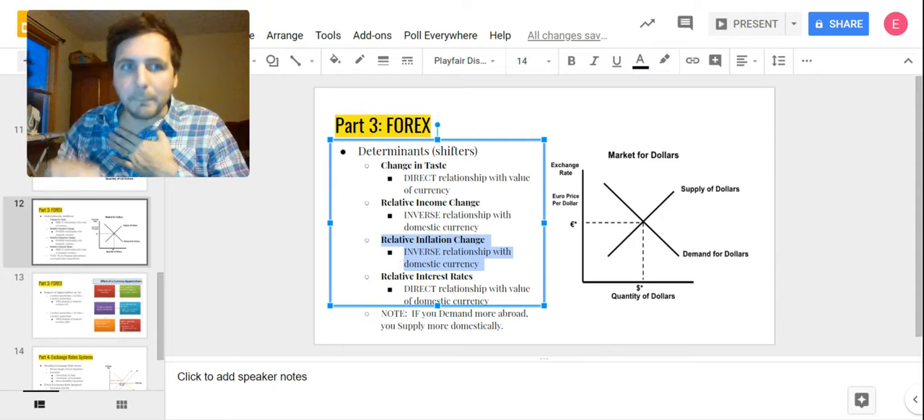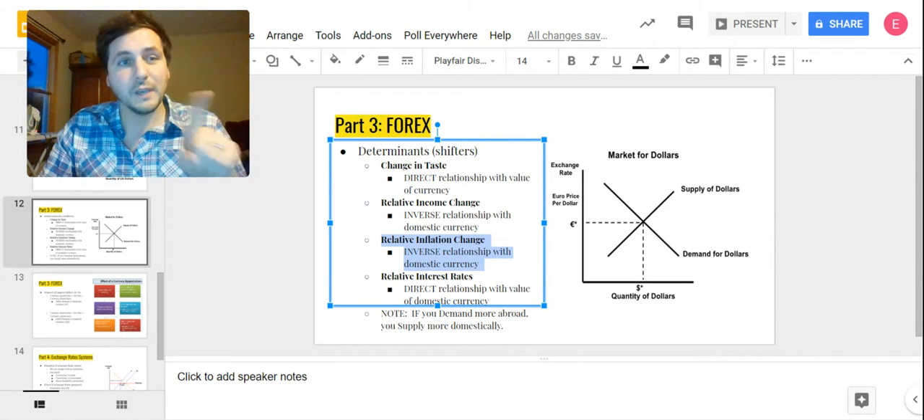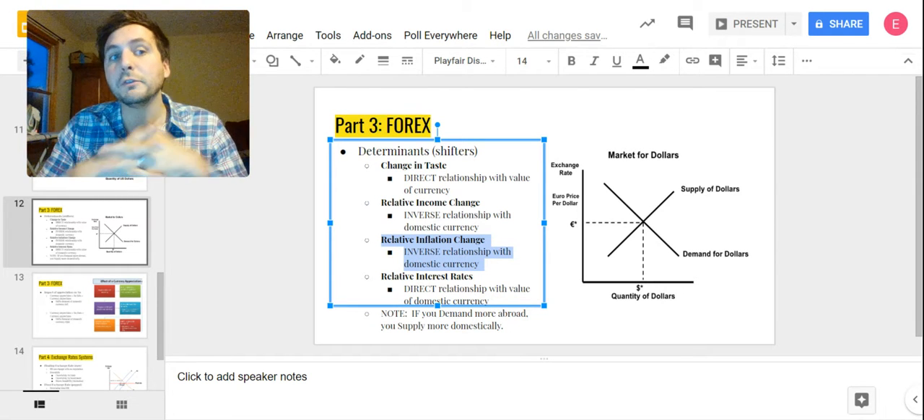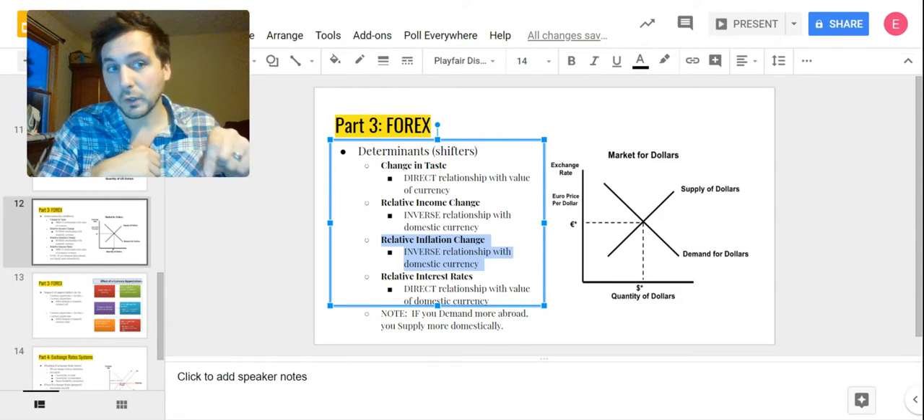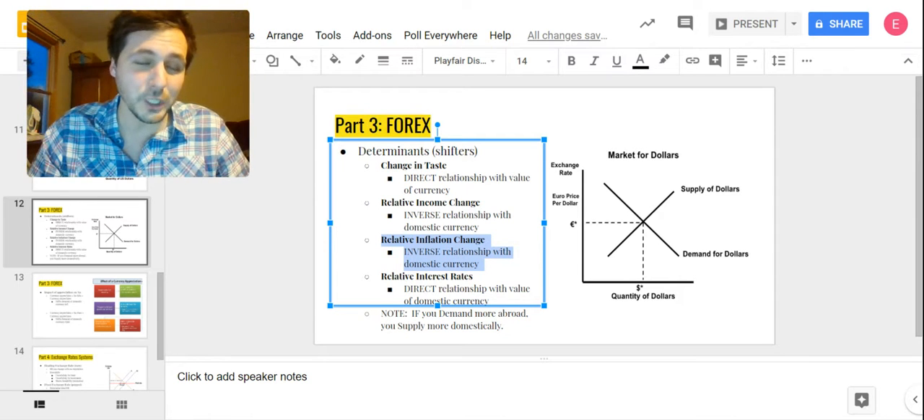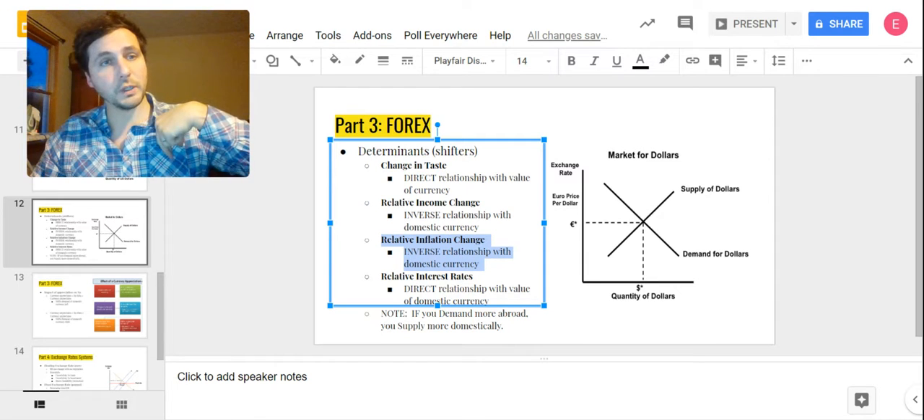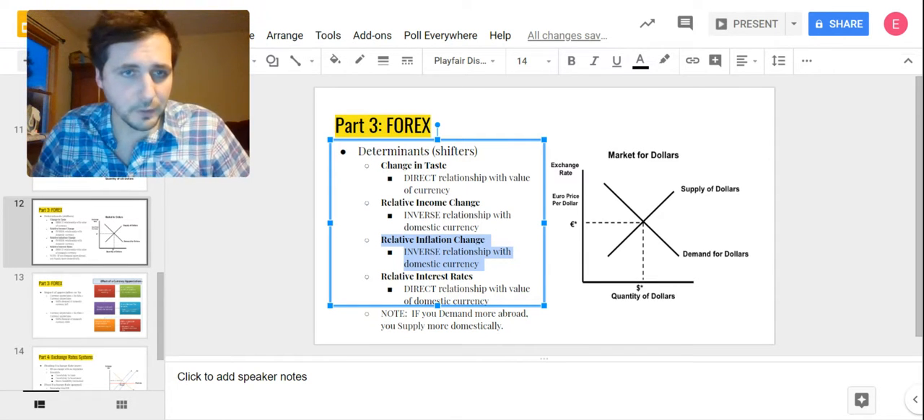So they buy fewer American exports. In other words, they demand fewer American goods. When they demand fewer American goods, the demand for American currency is going to fall. When the demand for the American currency falls, the price of that currency falls, which means that the currency has depreciated in value. In other words, inflation goes up, they want fewer of our goods, they want less of our currency, so our currency depreciates in value.